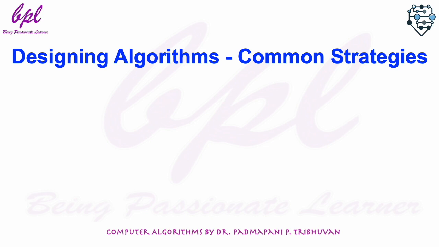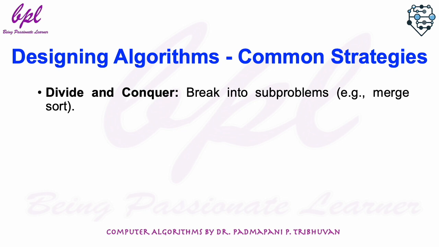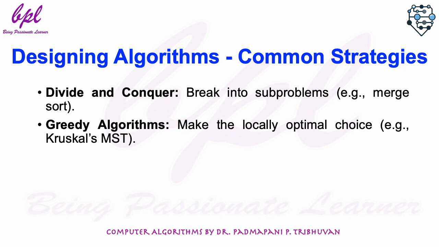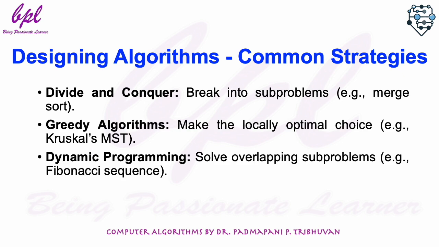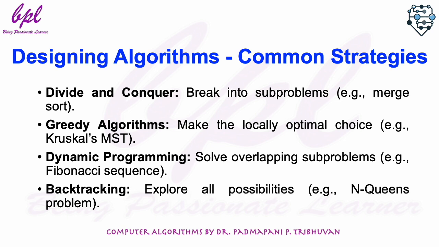Now let's see some common strategies for designing algorithms. Divide and conquer is useful for tasks like sorting, for example, merge sort. Greedy algorithms work well for tasks like minimum spanning trees. Dynamic programming is efficient for problems with overlapping subproblems, for example, Fibonacci sequence. Backtracking helps in exhaustive search, it explores all possibilities. As per our requirement, we select any one of these strategies for designing our algorithm.